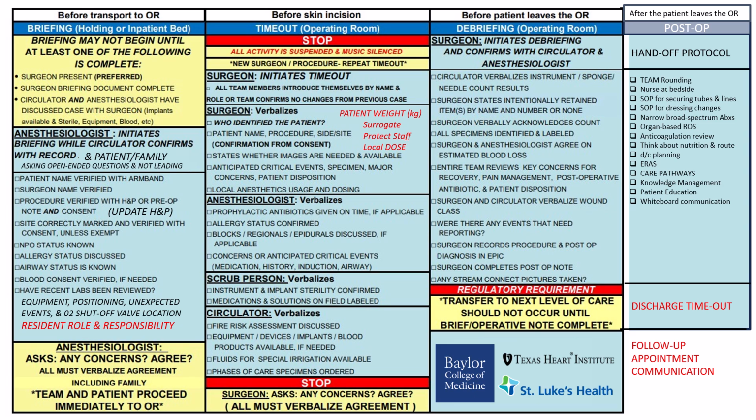All team members introduce themselves by name and discuss their role. The surgeon verbalizes who has identified the patient. We review the patient name, procedure, side of surgery, which should have been marked preoperatively. We state whether the images are needed and available, the patient's weight, whether there is a surrogate that may be required if ongoing surgery concurrent is performed.